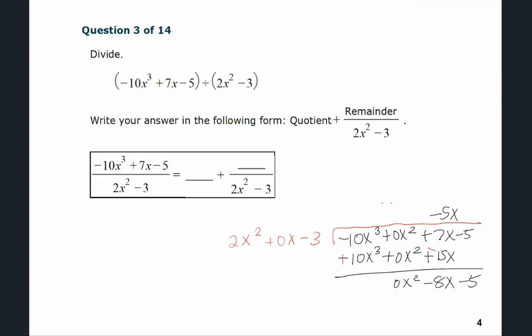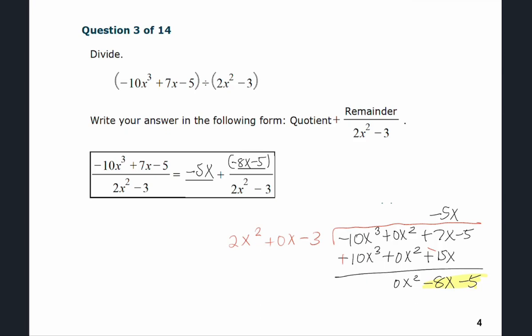So there is no way, or you could even think of, if I put a 0 there, it doesn't do anything. So you could put a plus 0 if you really want to. But really, right here is our remainder. You know you're done when this power is more than that power. You can't go further. There's not enough x's there. So the answer they want is negative 5x in that spot. And our remainder, negative 8x minus 5, goes here.